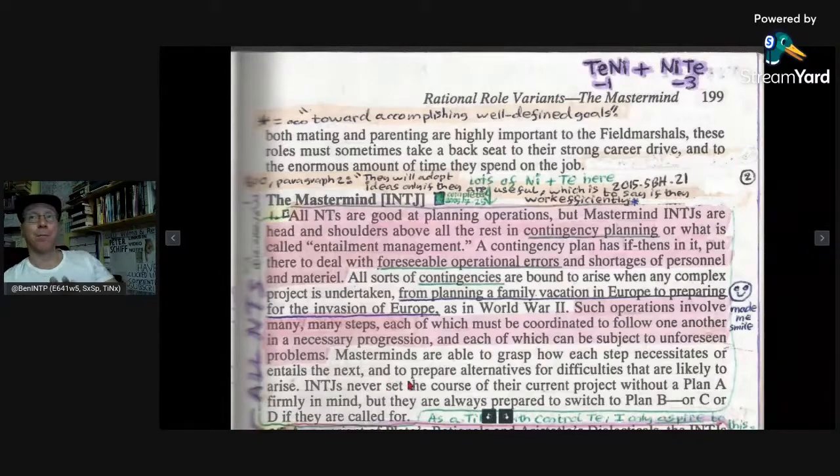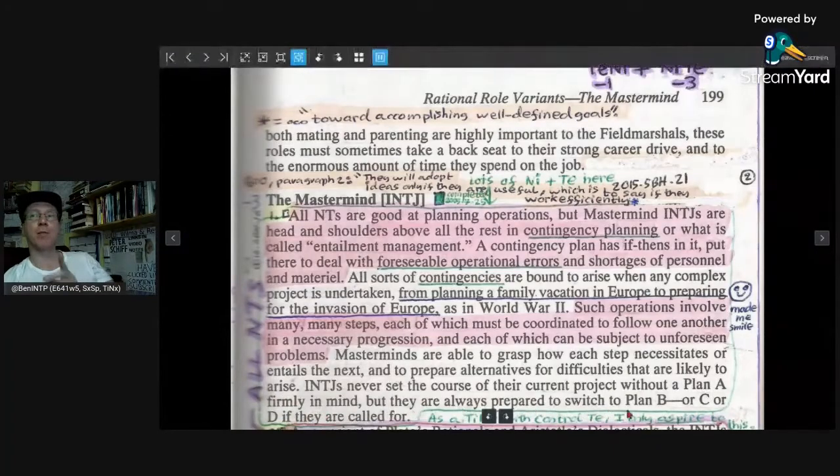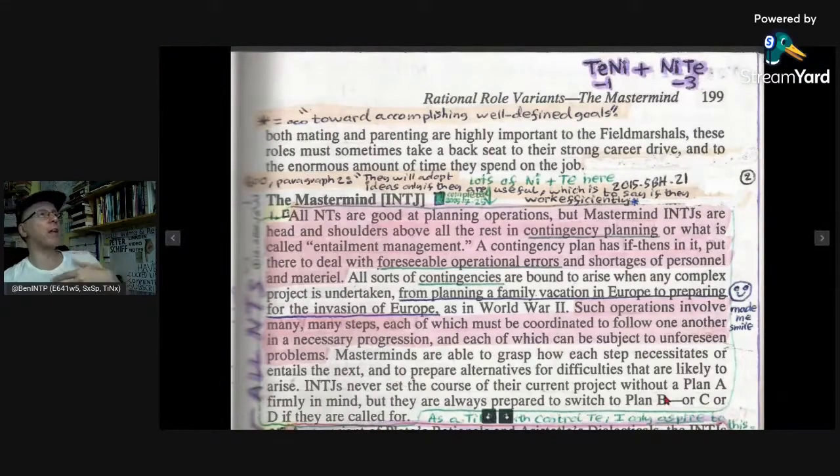So here we go. Masterminds. Each of which is subject to unforeseen problems. Masterminds are able to grasp how each step necessitates or entails the next, and to prepare alternatives for difficulties that are likely to arise. INTJs never set the course of their current project without a plan A firmly in mind, but they're always prepared to switch to plan B or C or D if they're called for. That is that role.